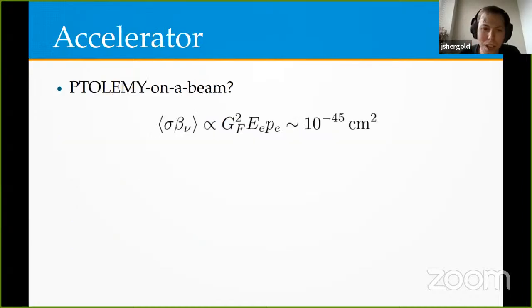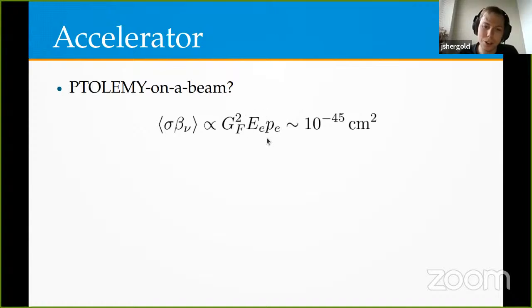So what I want to do to start with is try and talk you through the ideas that led us to arrive there. When I started my PhD, my supervisor Martin Bauer and I were looking at the PTOLEMY proposal to detect the CMB, and we noticed in the cross section that there was this dependence on the electron energy, right?